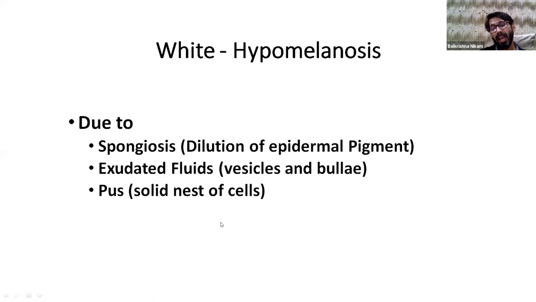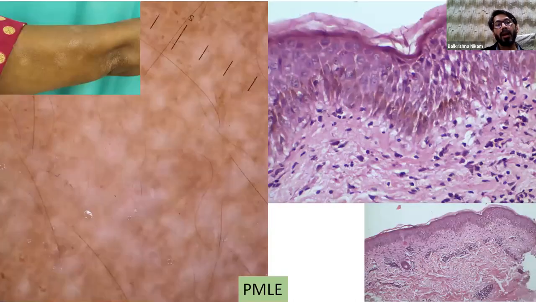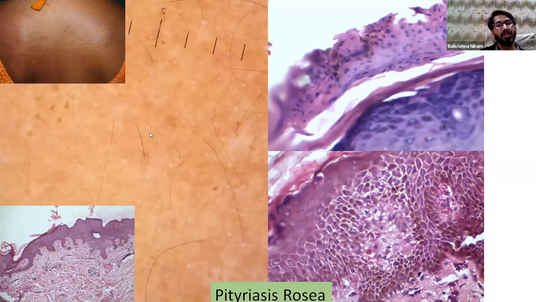I have one picture, but I have lost it, I have not included it in this presentation, but pus usually appears very, very whitish on dermoscopy. This is because it is again a solid cellular mass, which is aggregated together. So these are the patchy areas of hypomelanosis seen in the spongiotic diseases. This is spongiosis, a collection of water in the melanized epithelium, which makes a dilution of some of the melanin curtain, which leads to patchy hypopigmented areas in PLE, as well as you can see them in pityriasis rosea.